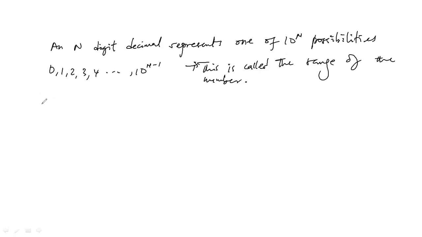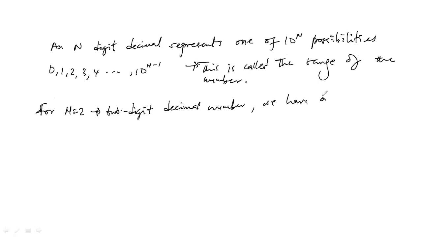Now for n equal to 2, that is a 2-digit decimal number, we have 1 of 100 possibilities, right? That is 10 to the power of n, which is 10 to the power of 2, such that we have 0 to 99.